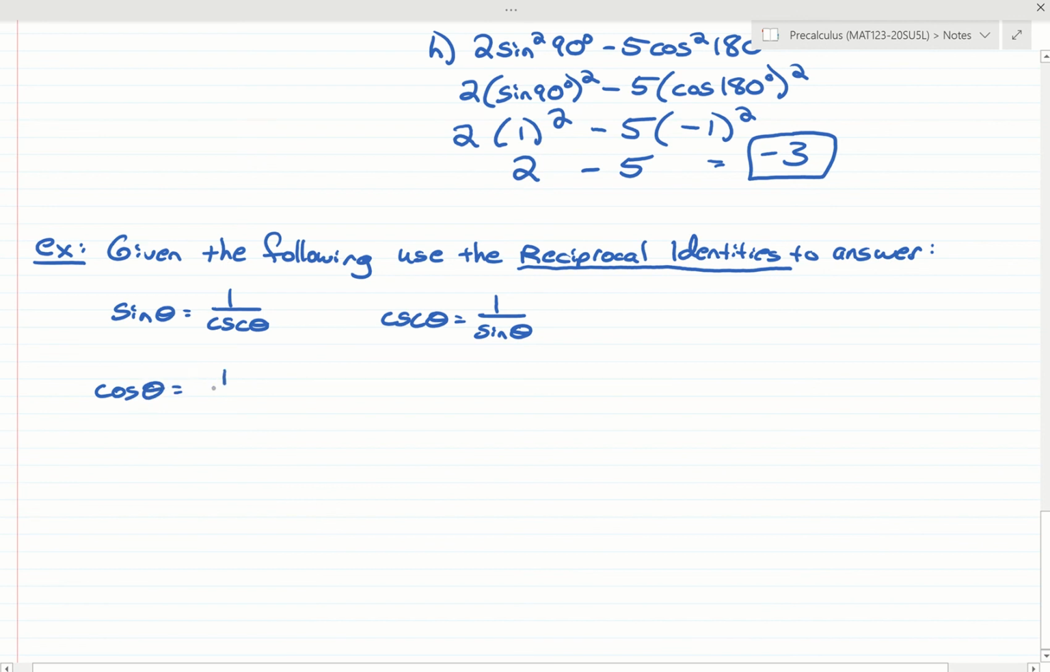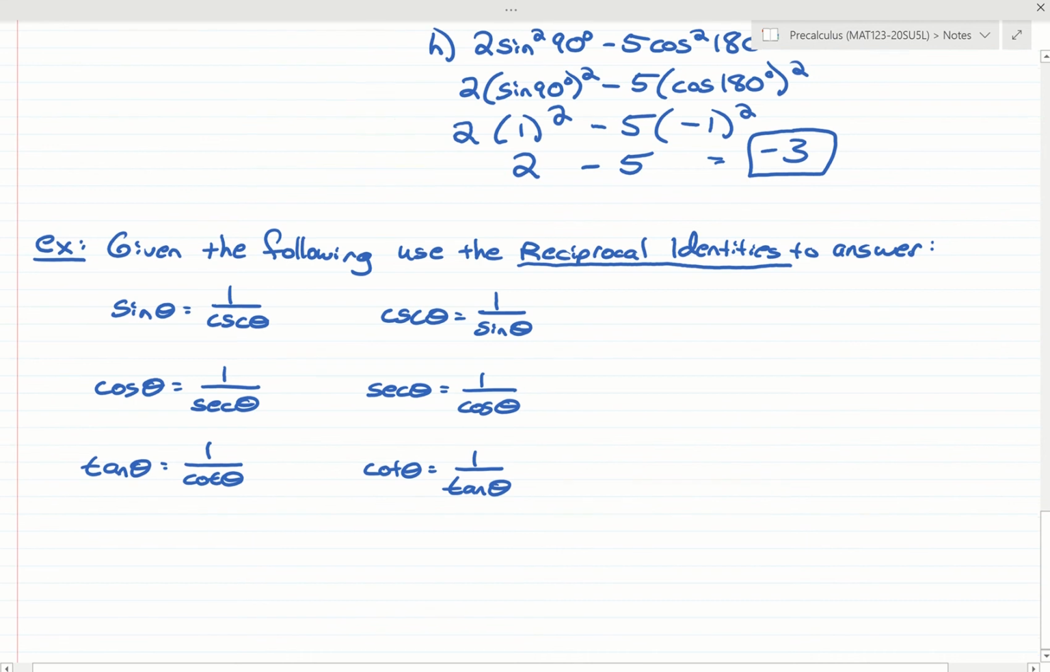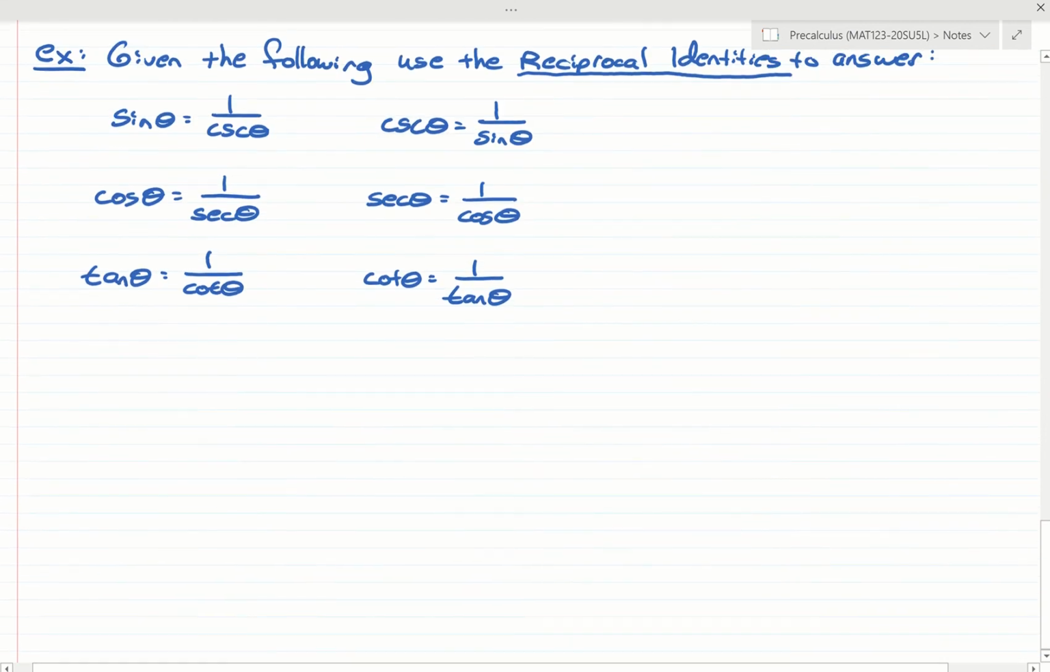If you know what secant is, you could find cosine as just 1 over the secant. Similarly, if you know what cosine is, secant is just 1 over cosine. Tangent would be 1 over the cotangent value of theta, and cotangent is 1 over the tangent of theta. So let's take a look at a couple examples like this.